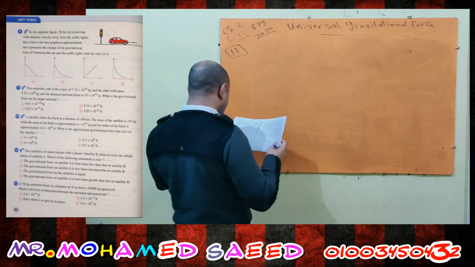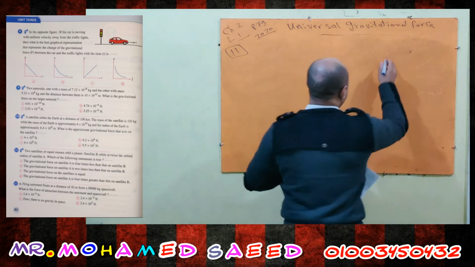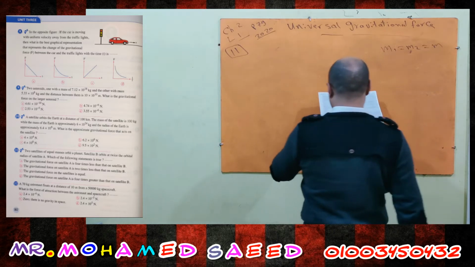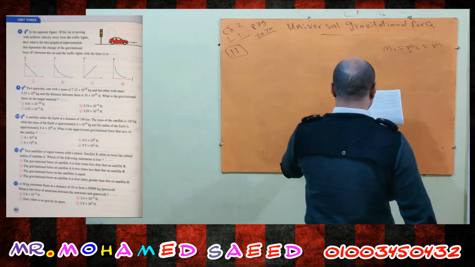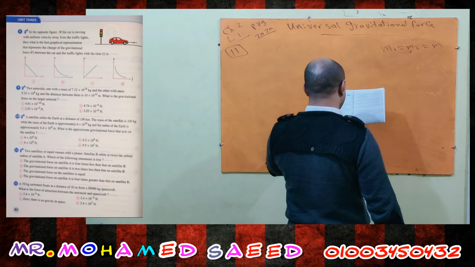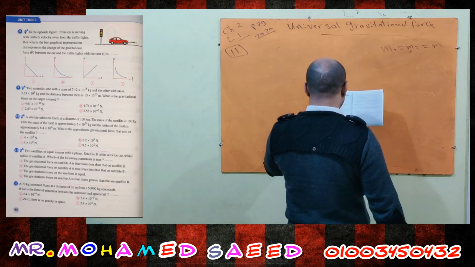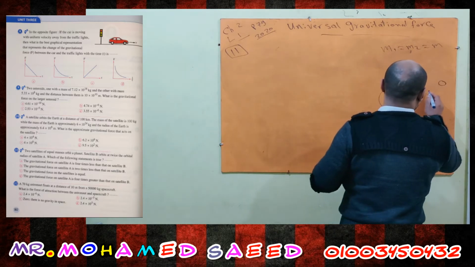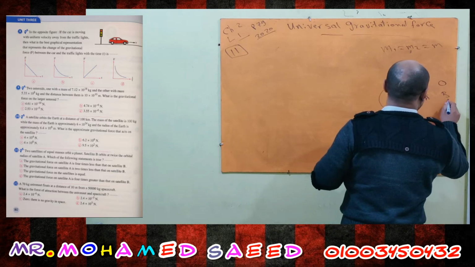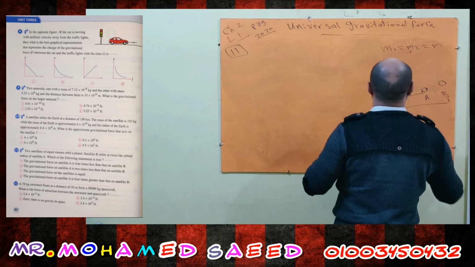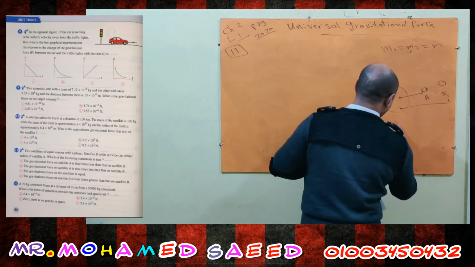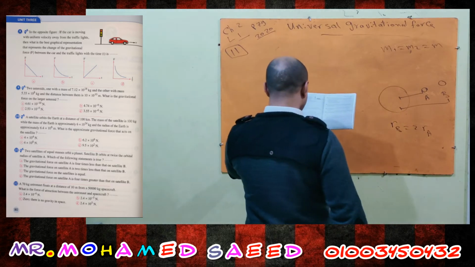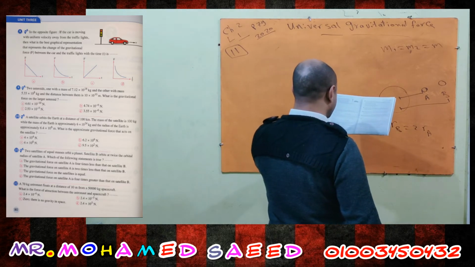Two satellites of equal masses, M1 equals M2 equals M, orbit a planet. Satellite B orbits at twice the orbital radius of satellite A. A planet, satellite B, satellite A. Okay, satellite B, RB equals 2 RA. Which of the following statements is true?